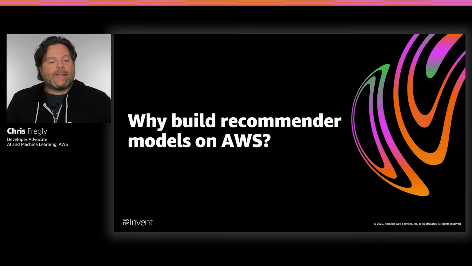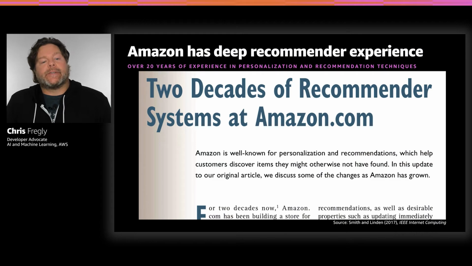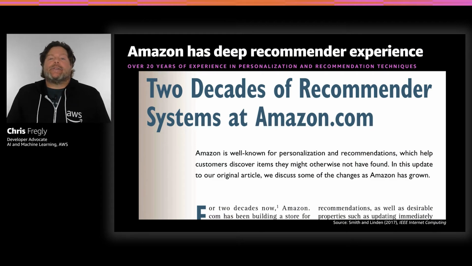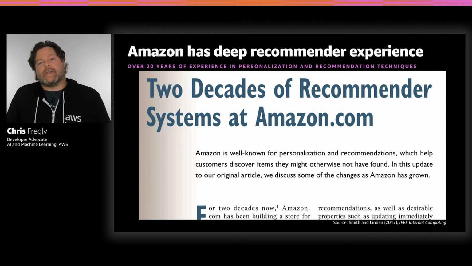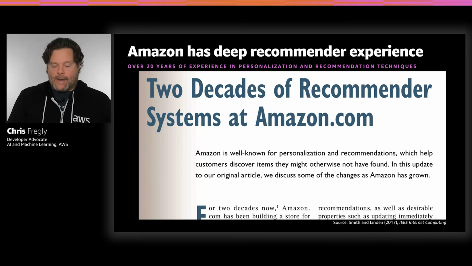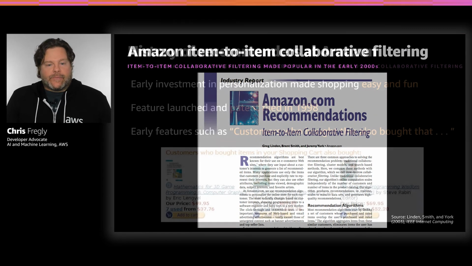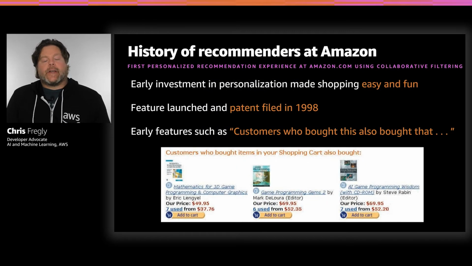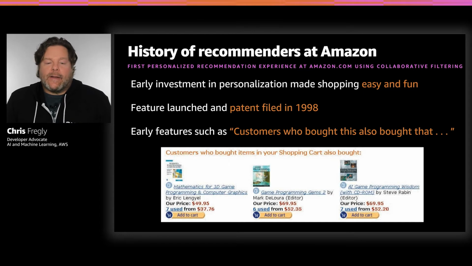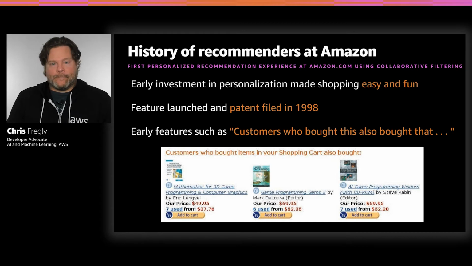Before we get to that though, let's talk about why we should build these on AWS. So just real quick, yes, Amazon has 2 decades of experience building recommender systems. Of course, Amazon.com. We've seen some of these recommendations here where it is customers who bought this item also bought these items, so maybe you might be interested. This is called collaborative filtering. There have been papers published by Amazon on this. A patent was filed, and this feature was launched back in 1998.